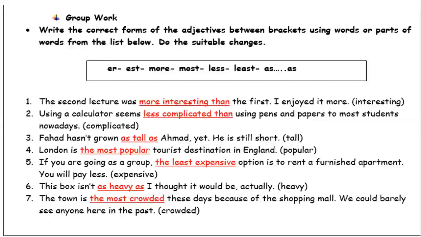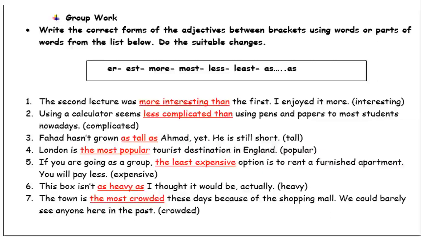Sentence number 6: this box isn't, I thought it would be actually. So I want to compare between the box and my thought about this box, okay? So here I have isn't, so I have more equality and less equality, okay? So I don't know if the speaker thought that this box isn't heavier than his thought, or the box is heavier than his thought. So the suitable answer here is: this box isn't as heavy as I thought it would be actually.